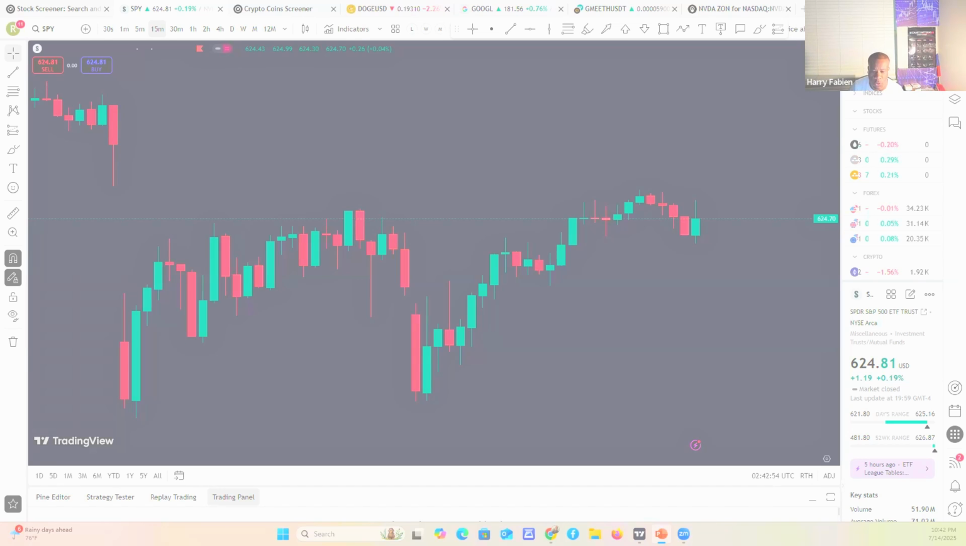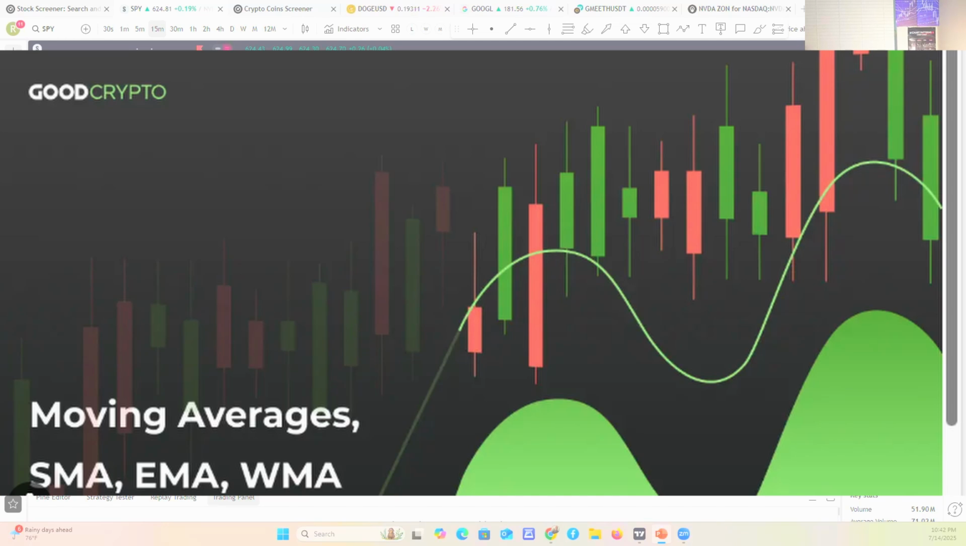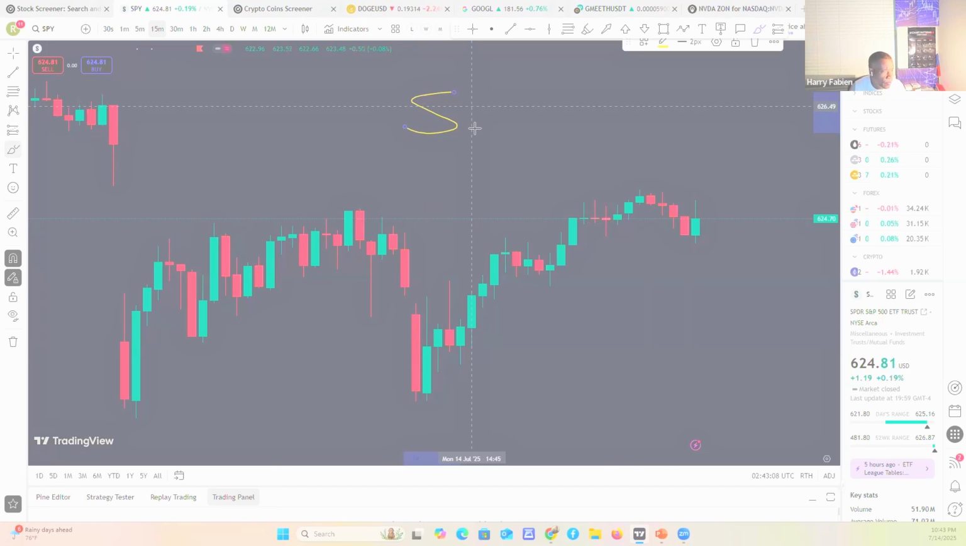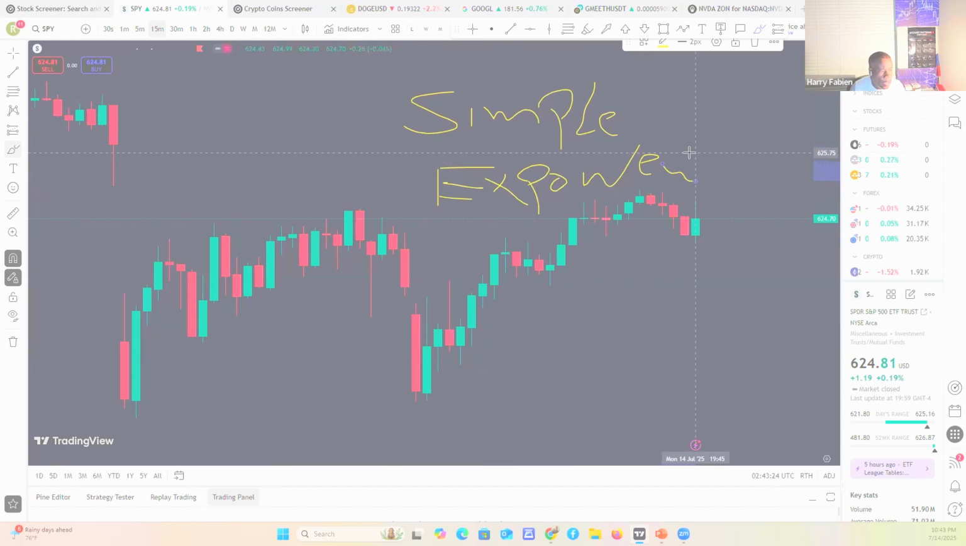We have two types of moving average. We have the simple moving average, the SMA, and we have the exponential moving average, the EMA. We have those two types: the simple moving average and the exponential moving average.